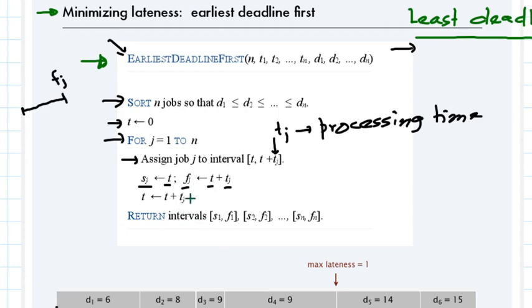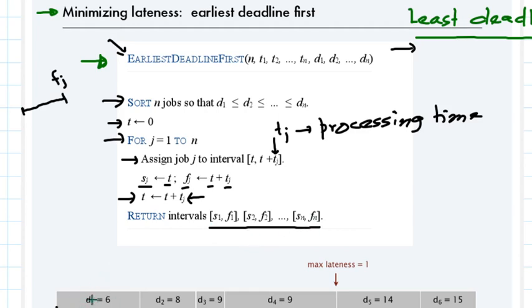And then after processing, t should be incremented to t plus tj, so that the next job can start from there. And then we have to return all these intervals we have scheduled.